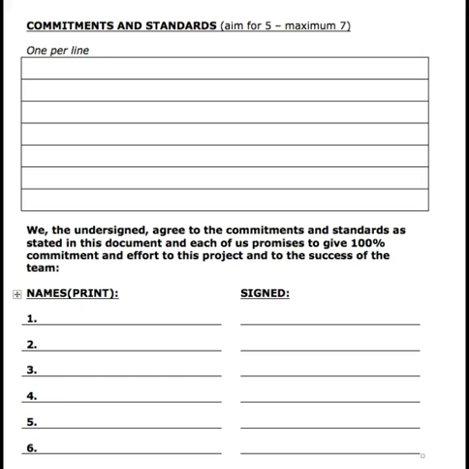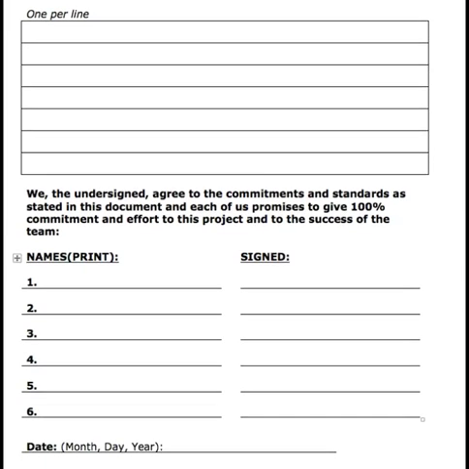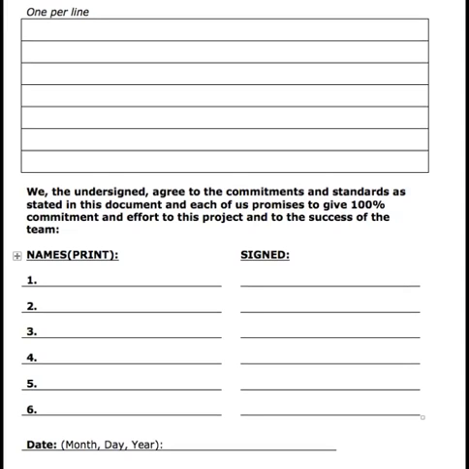So back at the team contract, like I said, you do 5 commitments and standards up to a maximum of 7. Each one should be clear, precise, and succinct, so you shouldn't need more than 1 line for each one. Then you sign it at the bottom, and it says, "We, the undersigned, agree to the commitments and standards as stated in this document, and each of us promises to give 100% commitment and effort to this project and to the success of the team." Name, please print, of course, and then you just sign it. Don't need student IDs here.